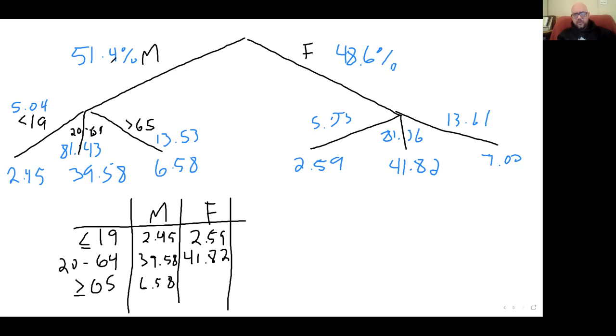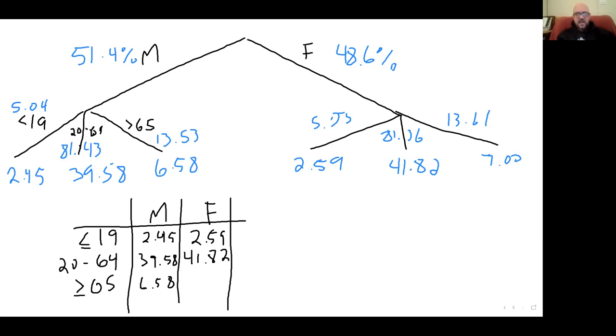48.6 is smaller than 51.4, and 81.36 is smaller than 81.43. So when I multiply, this can't be 41.82. What the heck? What did I do wrong? Did I do the women first or the men first? Shoot, I've messed something up and I don't know what it is. Hang on. 5.04. And so that was the men. So this is 0.514 times. Oh, I did it backwards, didn't I?